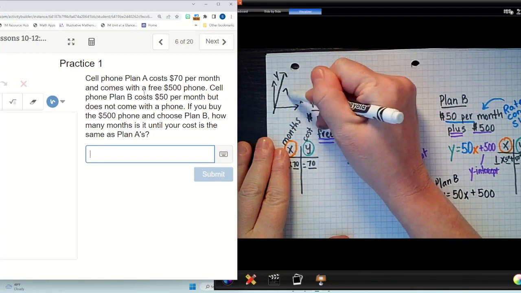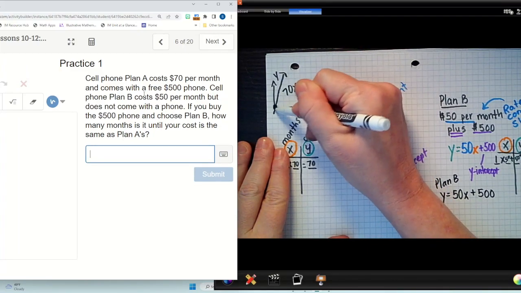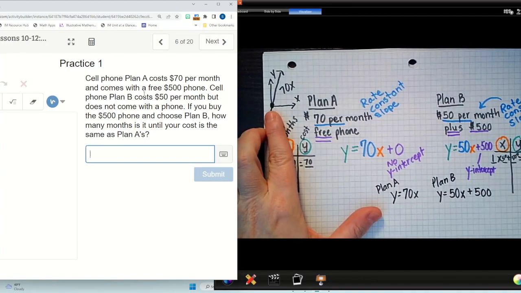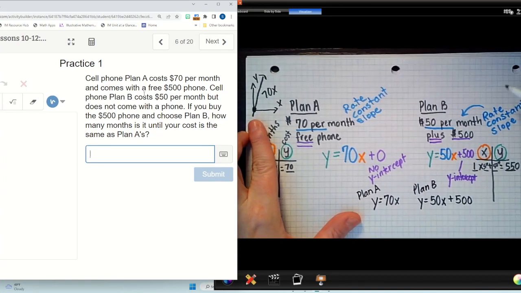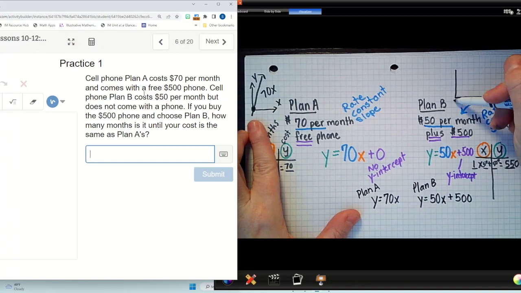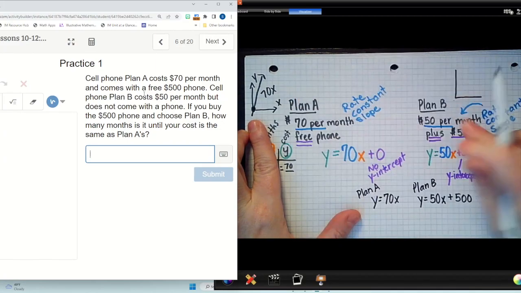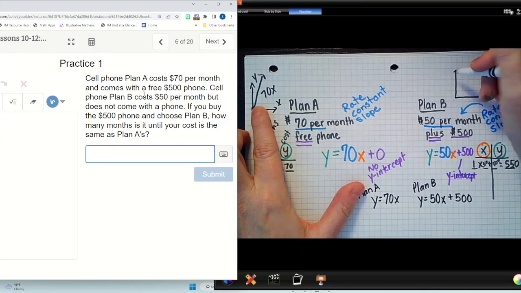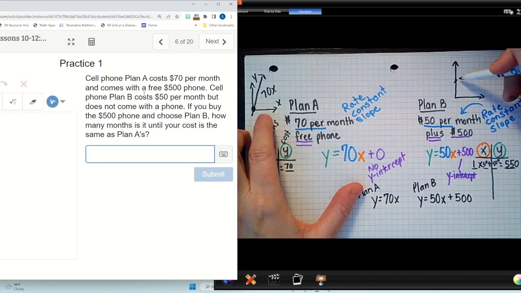I'm paying $70 per month. I'm starting at 0, 0, and I'm just working my way up, paying each month 70 times 1, 70 times 2, 70 times 3, 4, 5. This one is going to be climbing not as steep as this because it's $50 per month, not 70. So it's not going to be as steep. But I'm starting my graph, I'm coming in way up here, right? At the 500 mark. So it'd be something like this, right?